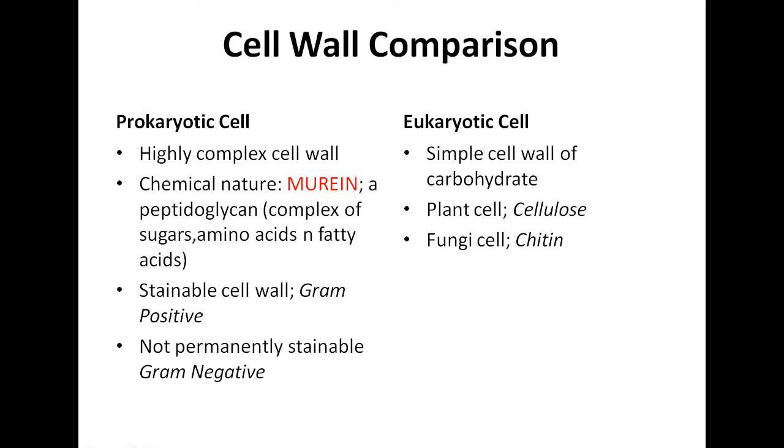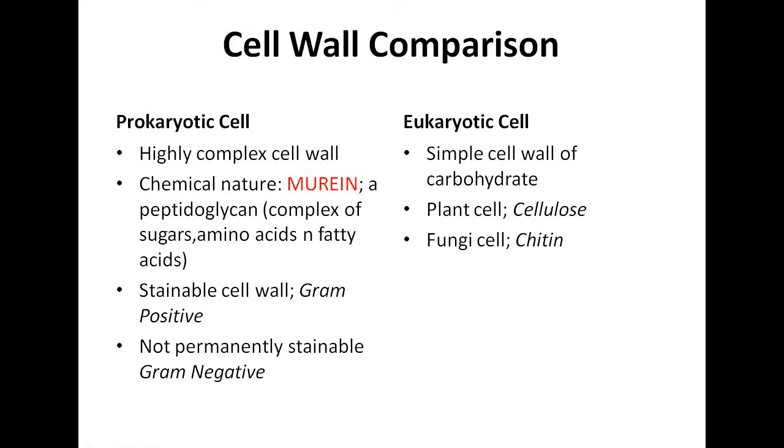Now, there is another term which is called gram positive and gram negative. This term is used for prokaryotic cells, for bacteria. If the cell wall gets stained, it is stainable, we say that the bacteria is gram positive bacteria. If their cell wall is not stainable, then we say that the bacteria is gram negative.